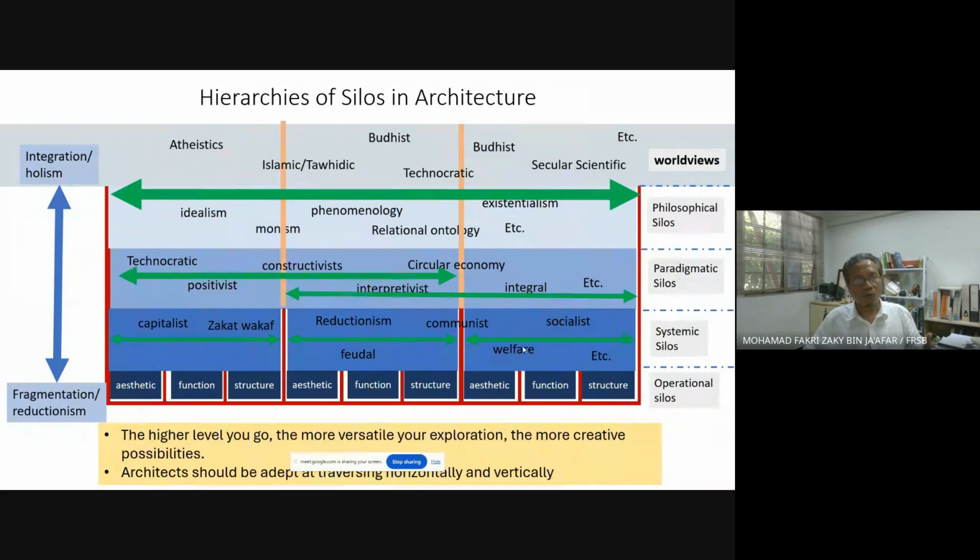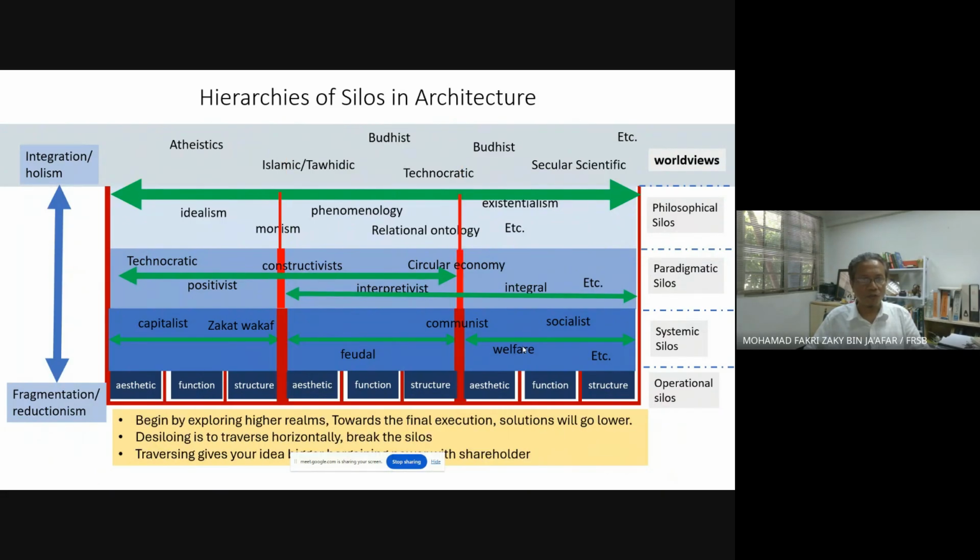If you go downwards to a solution, there is a tendency towards what we call fragmentation and reductionism. But when you start, the idea should come from the higher realm, where integrative thinking and holistic thinking should be the basis of your approach. But as you move higher, you can see that the barrier becomes thinner. You can traverse between different thinking systems, different paradigms, different philosophies.